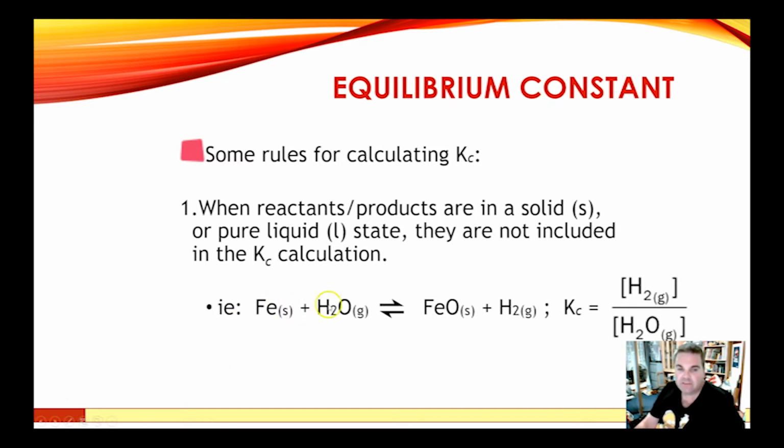So here we're coming back to this one between iron and water vapor. Here it's a gas, notice that's very important. We've got iron oxide as a solid and hydrogen gas. So the iron and the iron oxide will not be included because they're both solids. All we're going to do is use the hydrogen gas as a product and the water vapor as a reactant. Here they are, both with a 1 in front of them, so they're just exactly like this for the Kc expression.